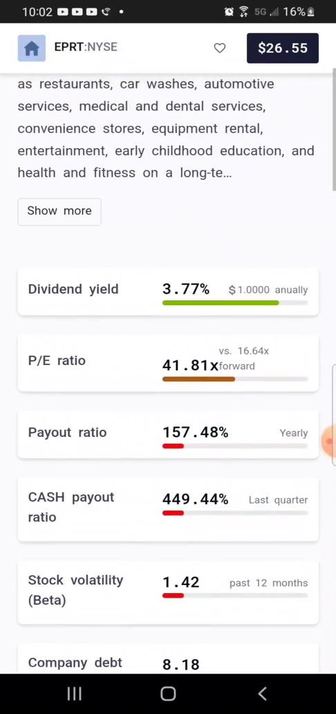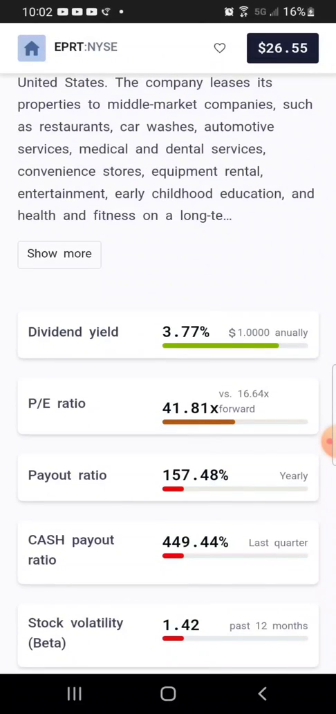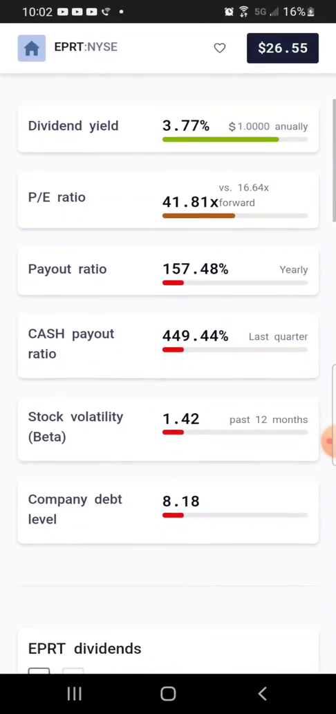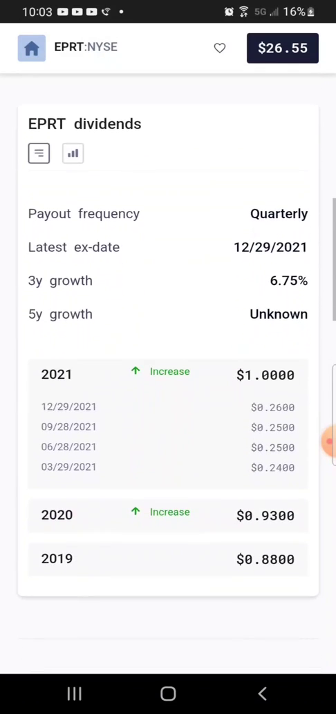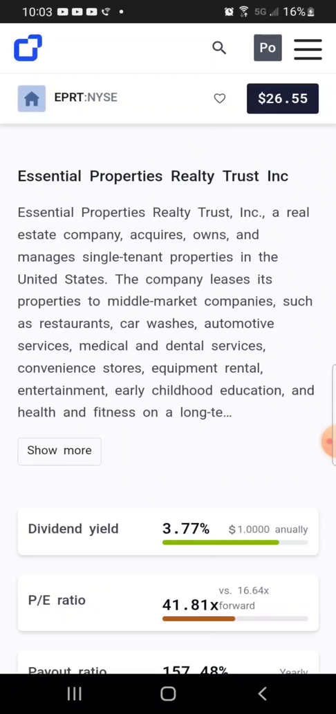It has a dividend yield of 3.77. It gives $1 annually, and you guys can see it's been increasing its dividend. It's been increasing, and that's why it has great growth. It's in there around $26.55, and it has great growth. If you check this one out, like I said, this is one that I'm banking on. I talked a lot about this one, but I really got faith in EPRT.